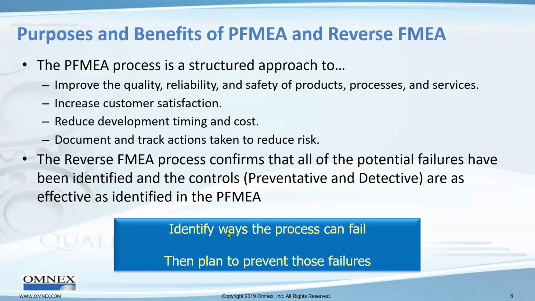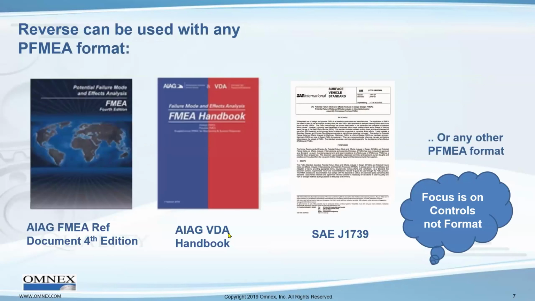So again, process FMEA is a structured approach for improving quality, increasing customer satisfaction, and reducing development time. The reverse FMEA is just for confirmation. Now, what type of forms can we apply reverse FMEA?